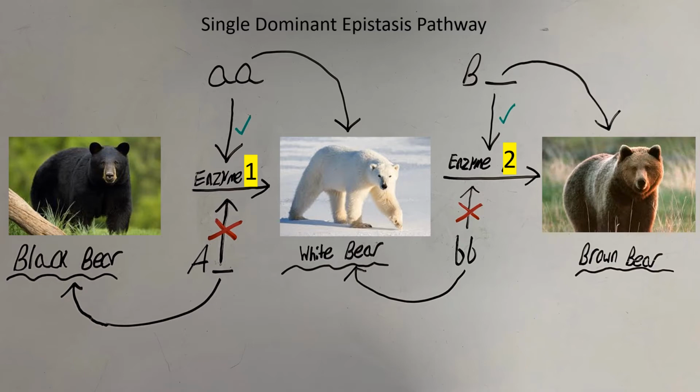But on the other hand, if the first locus is homozygous recessive, it allows enzyme 1 to move down the pathway to the second locus, which is the white bear, as you can see in the picture. If the second locus has at least one dominant B, it allows enzyme 2 to be produced, which gives the brown bear phenotype. But if the second locus is homozygous recessive, it can't go any further down the pathway, and it would help express the white bear phenotype.